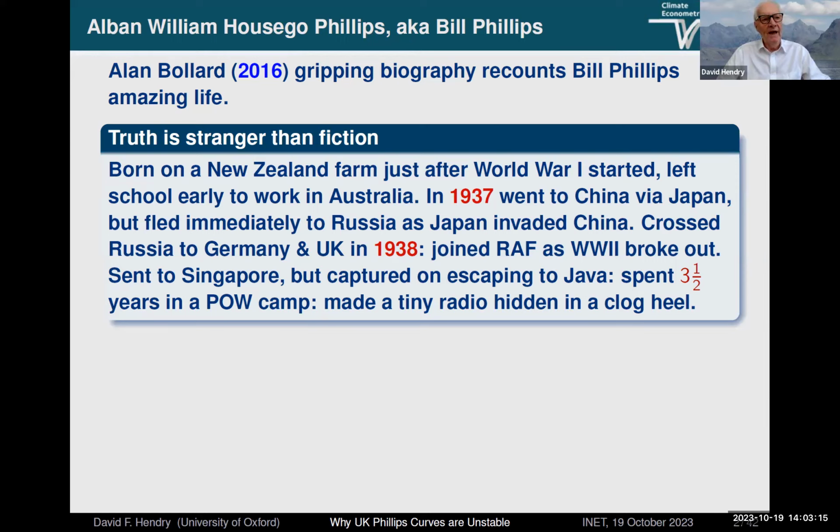That meant he was way ahead of what was happening in the local school. And so he left school early to work in Australia as an engineer, and did so for quite a while, 5 or 6 years. He got fed up and bored, and so decided to explore the world. And in 1937, he went to China on a Japanese ship landing in Tokyo. It took a bit of time to get disentangled from Japan to get to China. But when he got to China, it was just as Japan invaded China, so he had to flee to Russia.